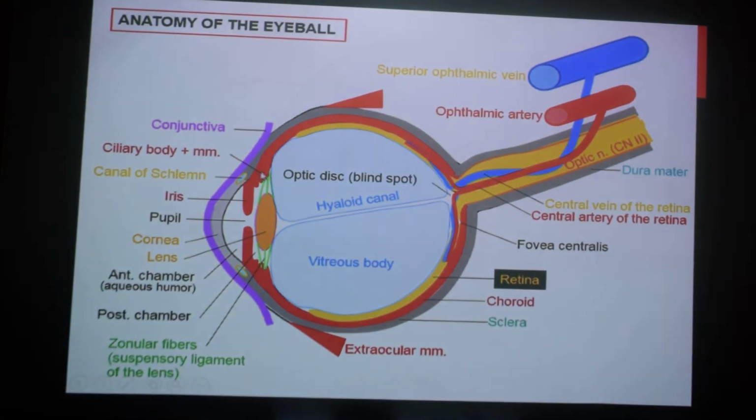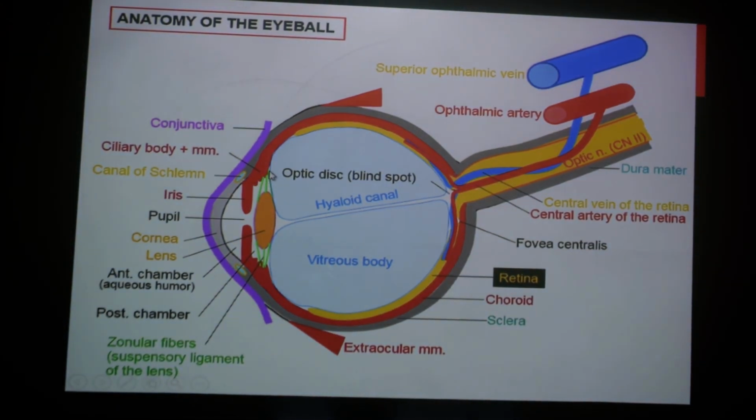The other thing which is important here is that this ciliary body is also going to produce the aqueous humor. And this aqueous humor is going to pass from the posterior chamber of the eye, which is behind the iris and in front of the lens, through the pupil into the anterior chamber of the eye. The anterior chamber of the eye is lying between the iris and the cornea.